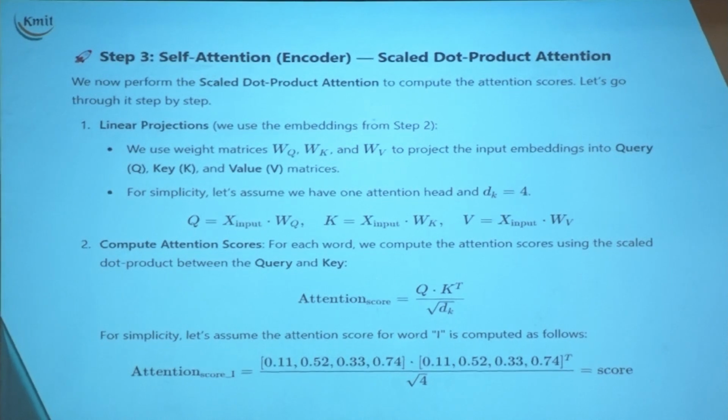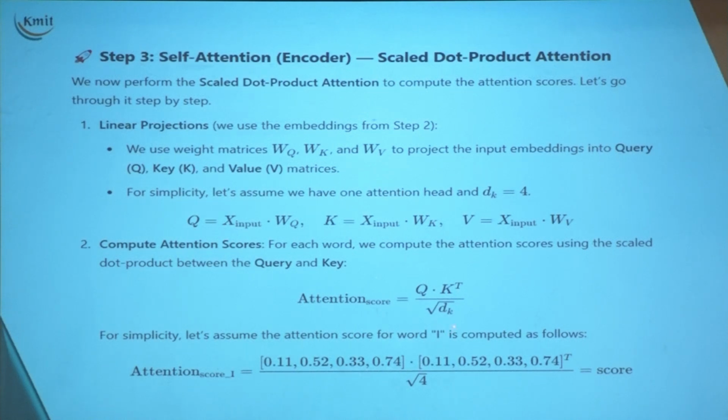Okay. Now what do I do in self-attention in the encoder? I'll calculate scaled dot product attention. That is, I'll multiply WQ, WK, WV with X input and generate QKV. So Q is X input into WQ, K is X input into WK, V is X input into WV. After I calculate QKV, I calculate the attention mechanism. So what is the attention mechanism? Q into K transpose divided by square root of dk. Okay, I am doing that.